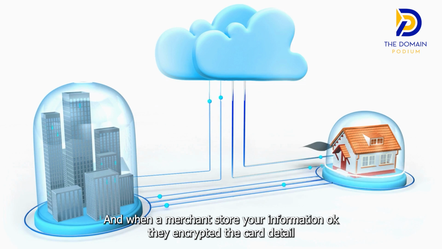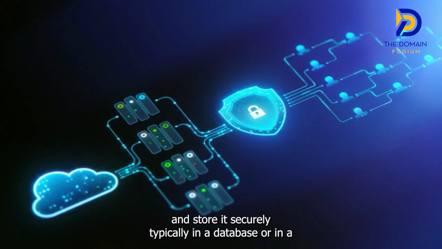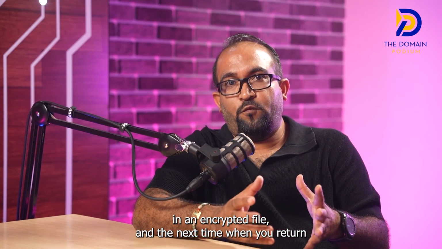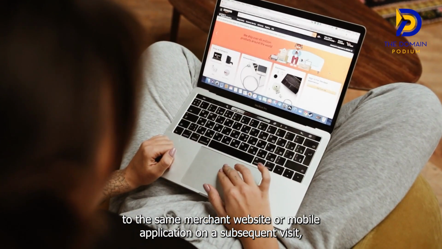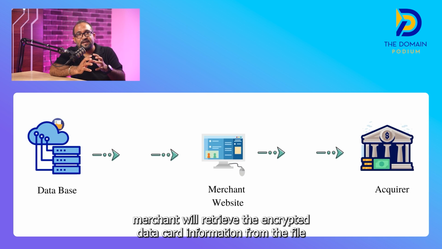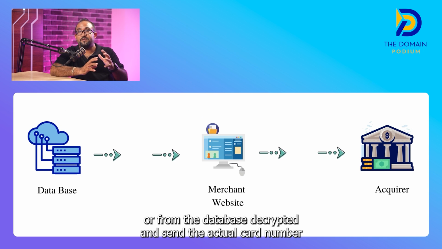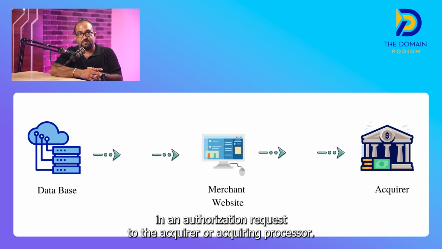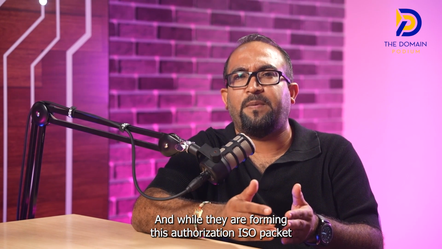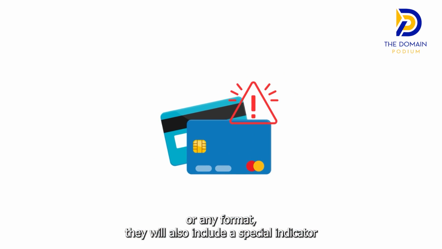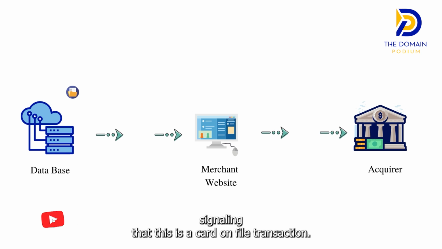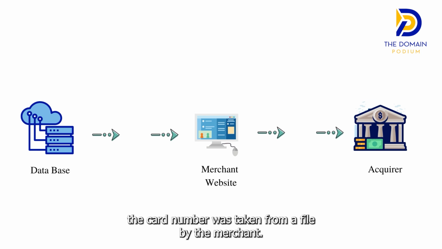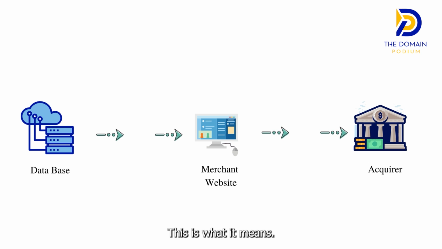And when a merchant stores your information, they encrypt the card details and store them securely, typically in a database or in an encrypted file. And the next time you return to the same merchant website or mobile application on a subsequent visit, the merchant will retrieve the encrypted card information from the file or from their database, decrypt it, and send the actual card number in an authorization request to the acquirer or acquiring processor. And while they are forming this authorization ISO packet, or be it any format, they will also include a special indicator signaling that this is a card on file transaction. So this indicator suggests that for this particular transaction, the card number was taken from a file by the merchant. This is what it means.